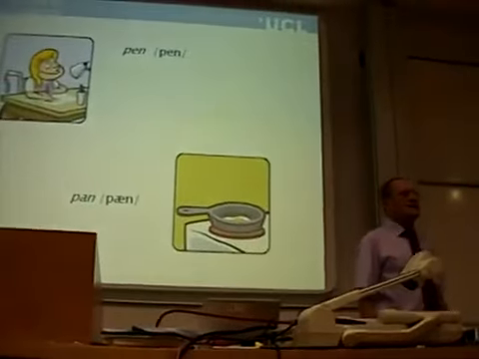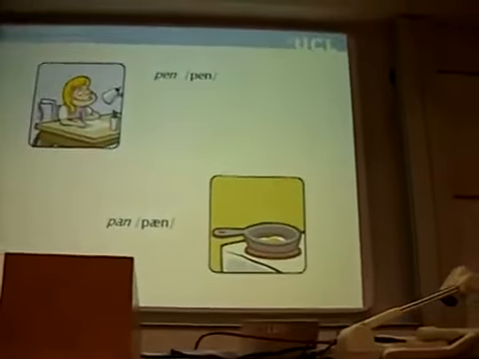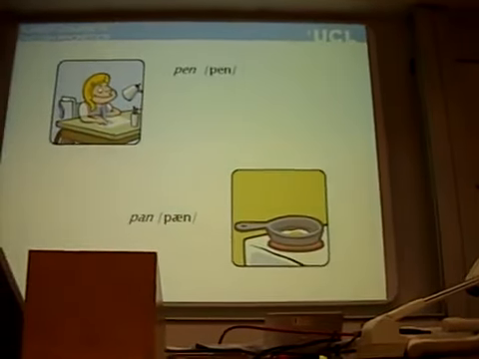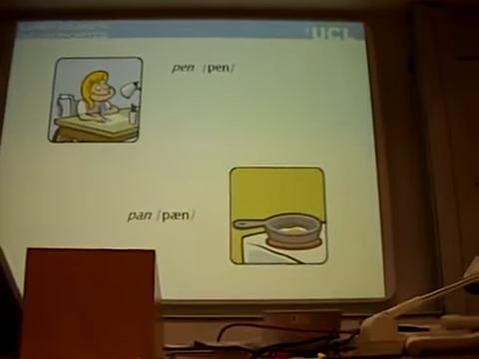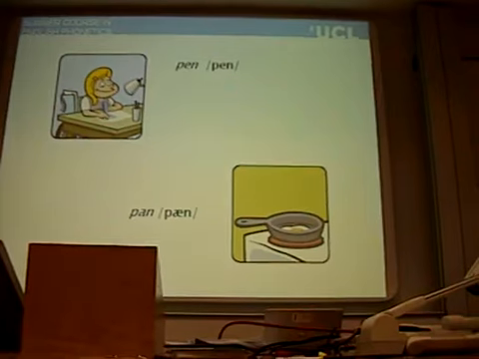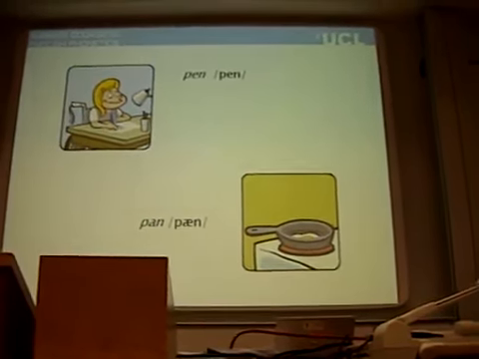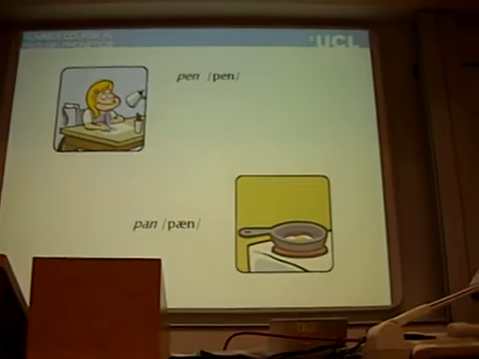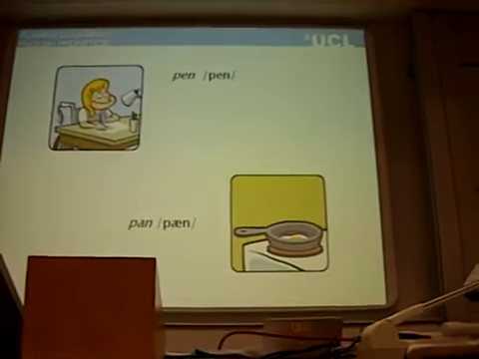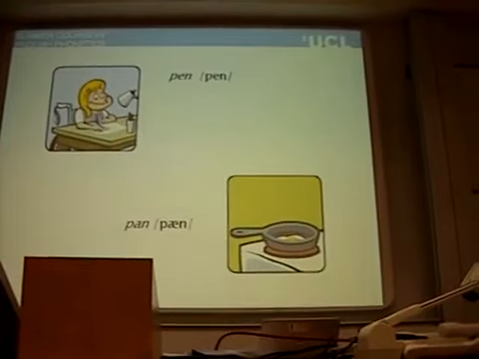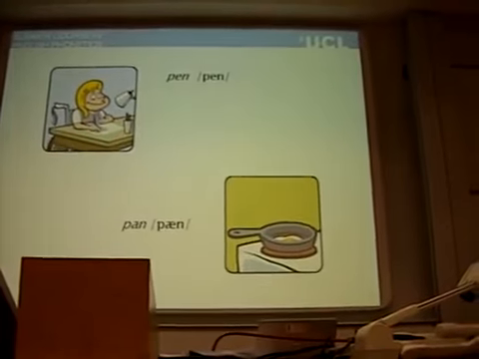Here's one of the contrasts then, especially for Northeast Europeans, pen and pan. So she's got a pen and the egg is in a pan. Which is the pen? That one. Which is the pan? This one. Is this the pan? Yes, it is. Is that the pen? Yes. Is that the pan? No. And so on and so on.